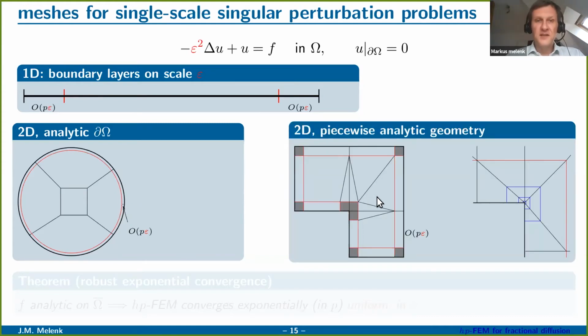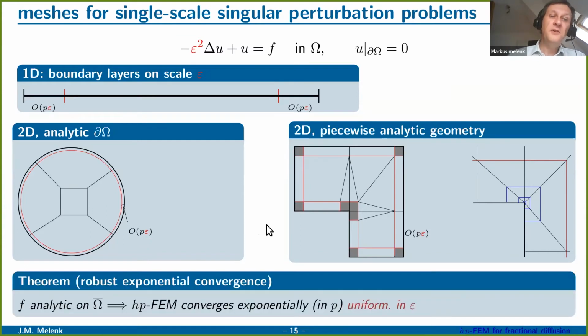For corner domains, things are a little bit more complicated. So you need, again, for example, here these long, thin elements, and near the vertices, you need to resolve the corner singularities. And this is what happens here on an O(p times epsilon) neighborhood. There you need a geometric mesh refinement, as I've shown you in the prelude. So again, it's self-similar refinement towards the corner. So what you see here is a blow up of this region. If you do that, you get exponential convergence in the polynomial degree on these kinds of meshes, uniformly in the singular perturbation parameter epsilon. Okay, so this is the single scale case.